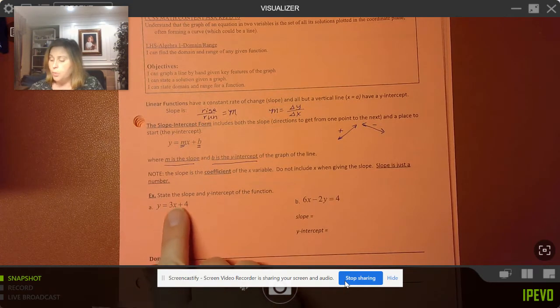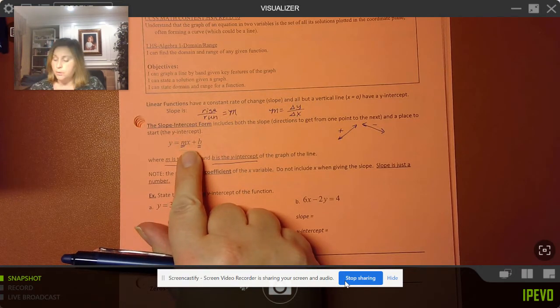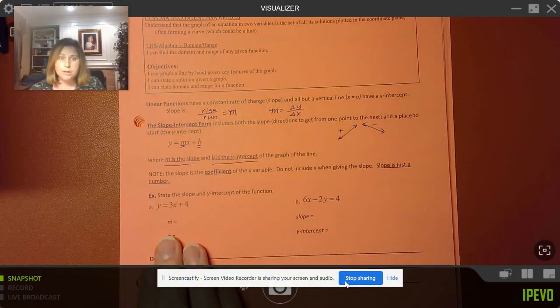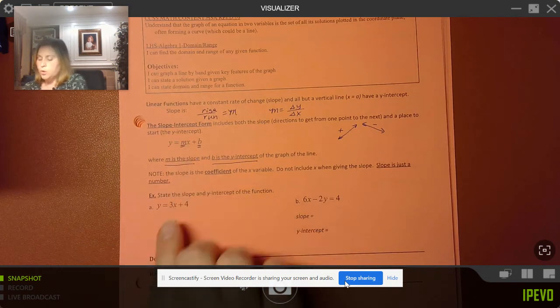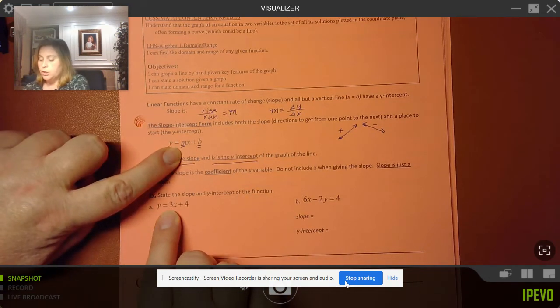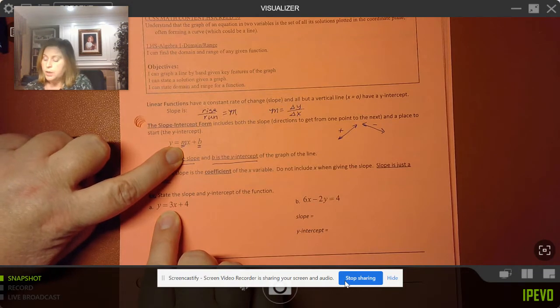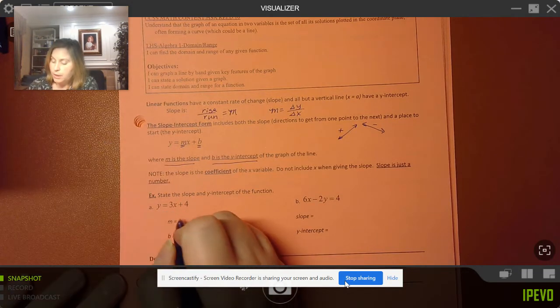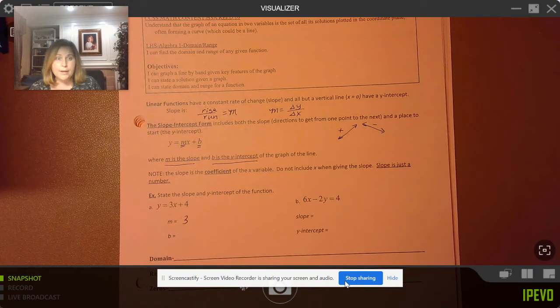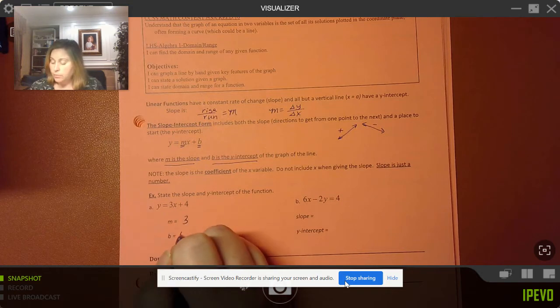So state the slope and y-intercept of the function y equals 3x plus 4. So using our slope, this one is already written in slope-intercept form for us. So we look at the corresponding coefficient here. The coefficient of x is your slope. So here our slope is 3. Or if you wanted to write it as a fraction, you could write it as 3 over 1. That would give you your rise over run. And your y-intercept is 4.